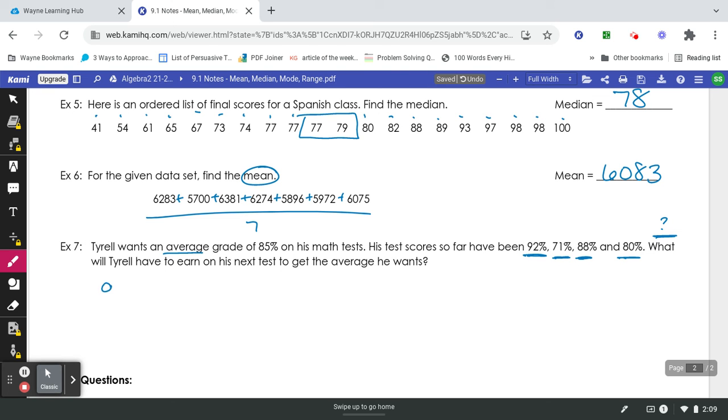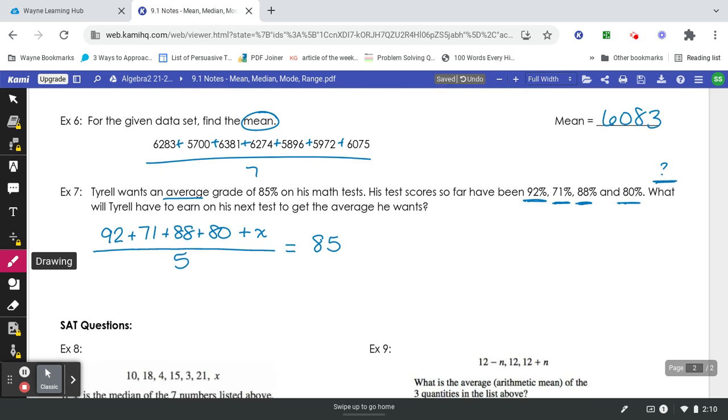So in order to find the mean or the average, I take the numbers that I know as well as the number that I don't know. Now I put a question mark there, but in algebra, we normally just use an X for things that are unknown to us. That would mean he would have taken 5 tests, so I'm going to divide by 5. And he wants that average to be an answer of 85.